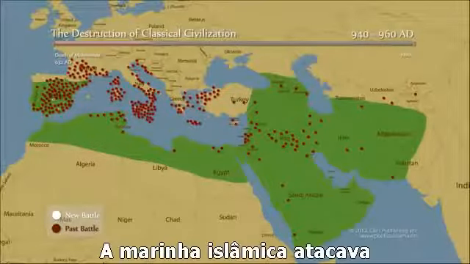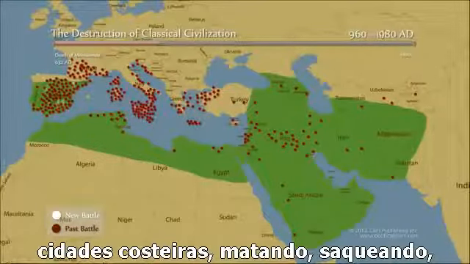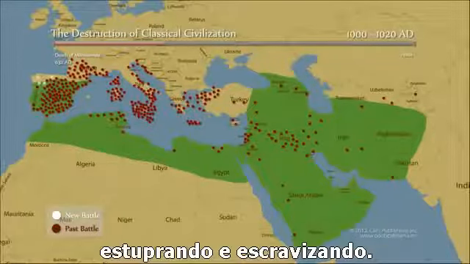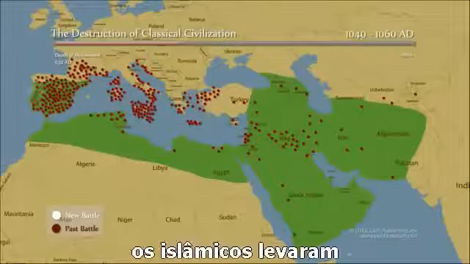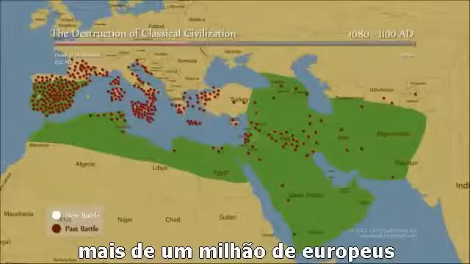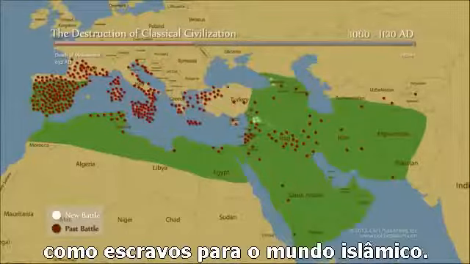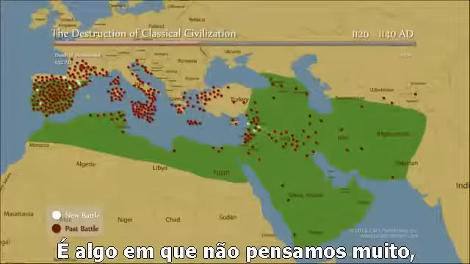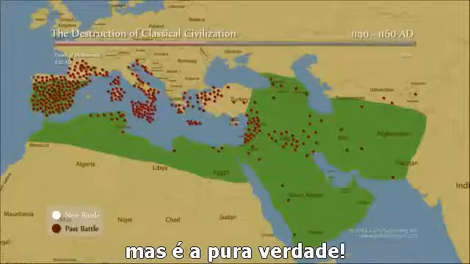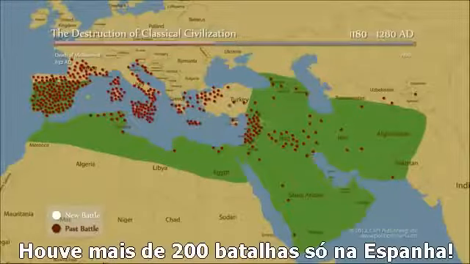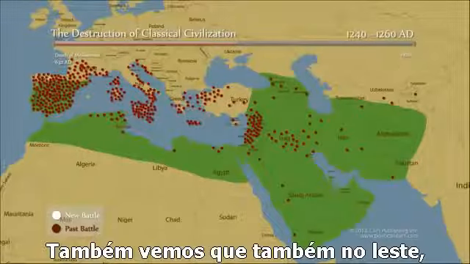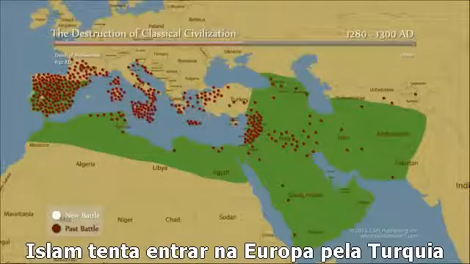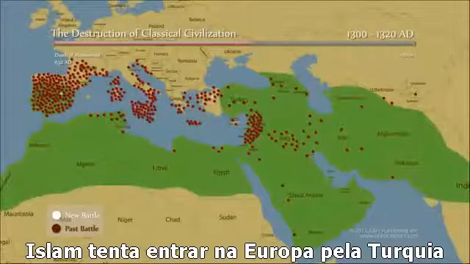The navy of Islam would attack coastal towns, kill, rob, rape, and then take slaves. So as this whole battle map unfolds, you're seeing slaves being taken. Over 1 million slaves were taken out of Europe into the Islamic world. That's something you don't think about much, but it's absolutely true. There were over 200 battles fought in Spain alone. And we also see, on the east coast in Turkey, that Islam is trying to break into Europe.